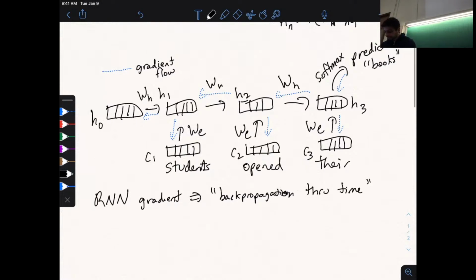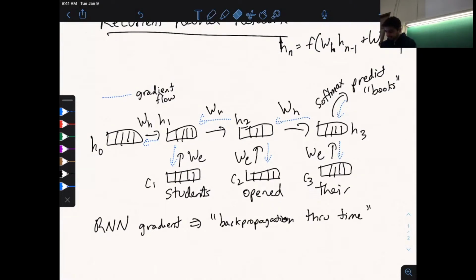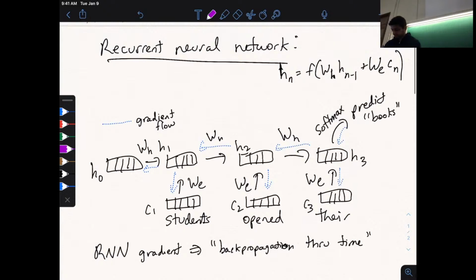So what we end up doing in practice, let me just erase some of these arrows here, or maybe better yet, I will just use a different color. Sorry, it's going to get a little messy here.